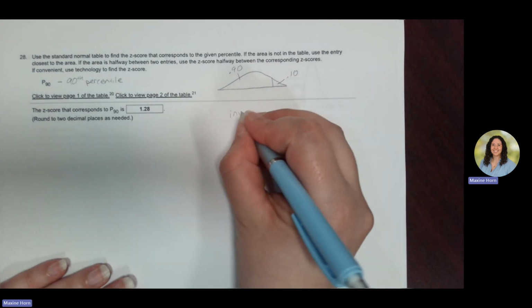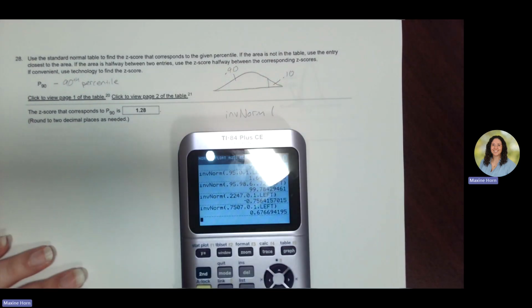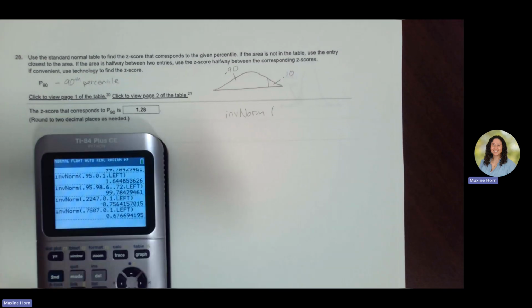So I'm going to go ahead and use technology because that's going to be faster for me than looking it up on the table. It might be faster for you to look it up on the table. I find that it takes me a while to find the numbers on the table when I'm looking for them. So for me personally, it's just faster to do over here. Second vars, inverse norm. The area to the left is 0.9, and I leave my mean and standard deviation as 0 and 1. And I get my 1.28.